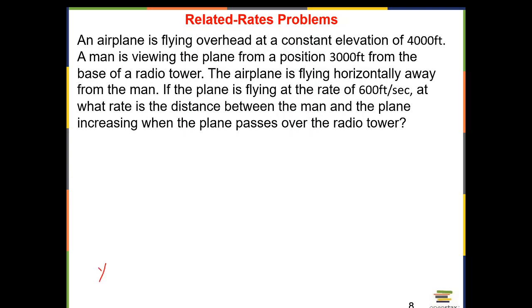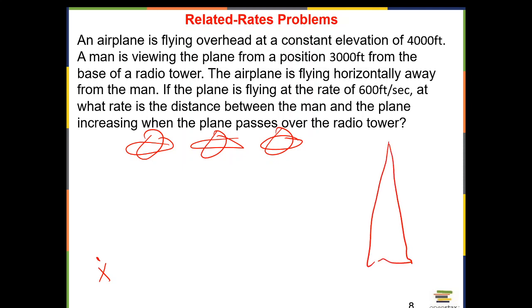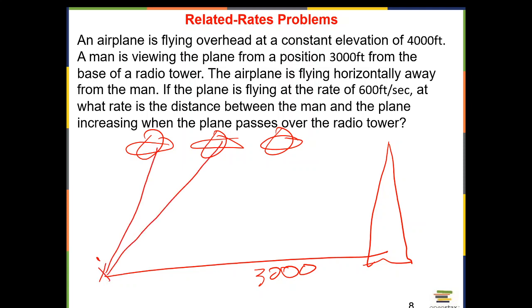So there is a man here, and there is an airplane here that is moving, right? And there is a radio tower here somewhere, and the distance from the man to the radio tower is 3,000 feet. And at any given point, there is a distance between the man and the airplane that is changing, right? So let's call that S. So S is changing. That's one variable changing here.